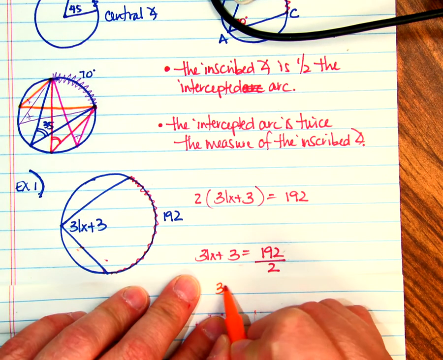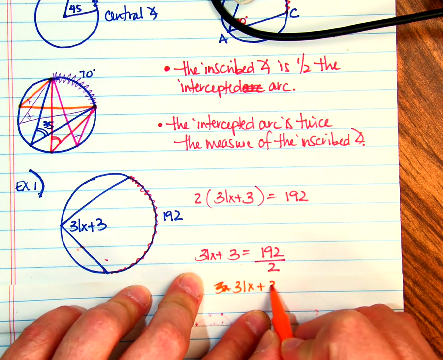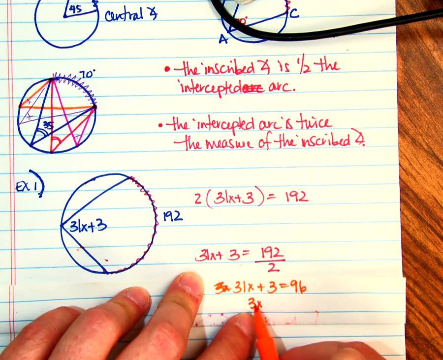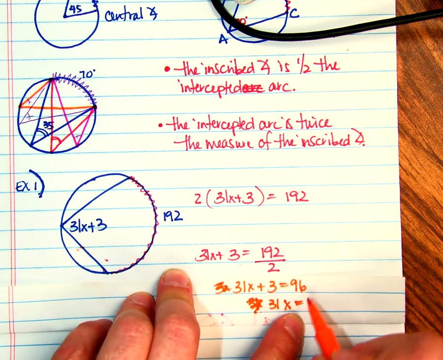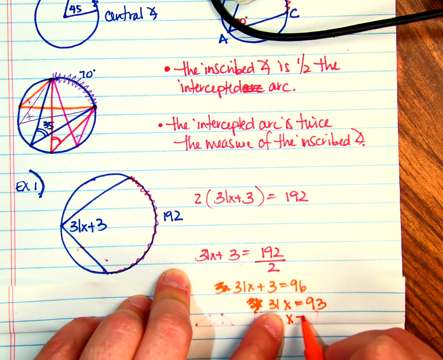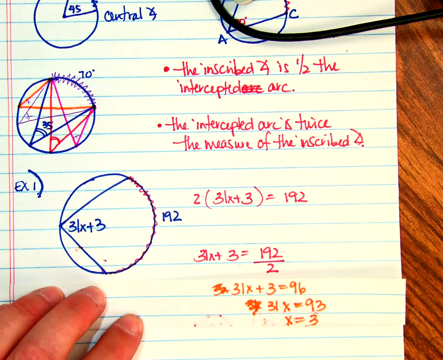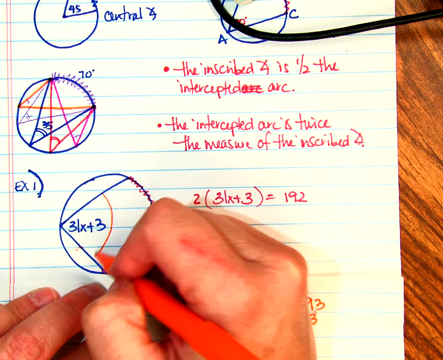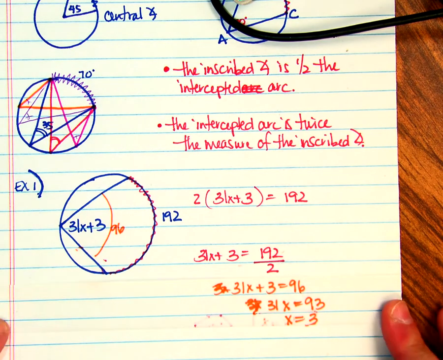So I end up with 31x plus 3 equals 96. 31x equals, it's going to be 93, so x equals 3. So if I check it and I put a 3 in there, so 31 times 3 plus another 3, this does give me 96. Okay, so that's another way of looking at that problem.